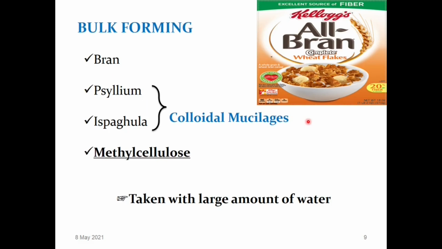So coming to the different categories. What are the bulk forming agents? Bran, psyllium, aspergilla, and methyl cellulose. Now psyllium and aspergilla are basically colloidal mucilages. Means they cannot be dissolved in water. They are usually suspended in water, and they have a very high amount of mucilage and fiber.